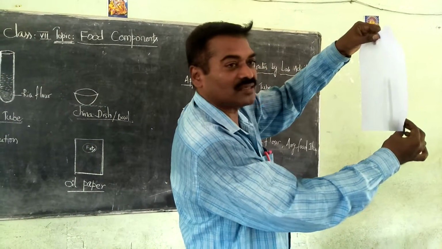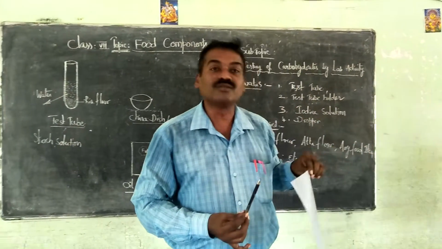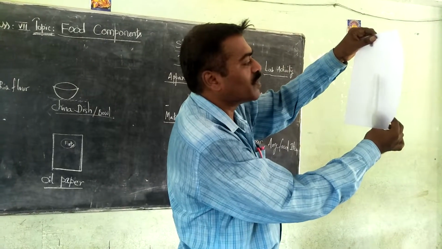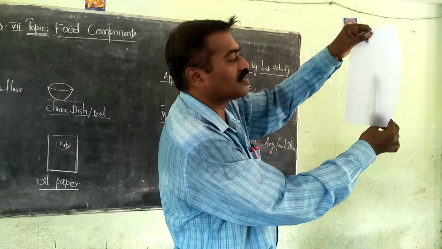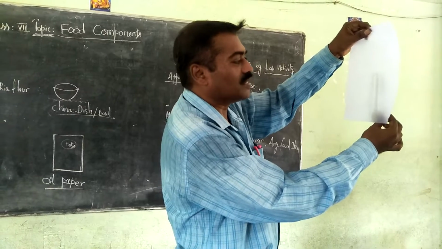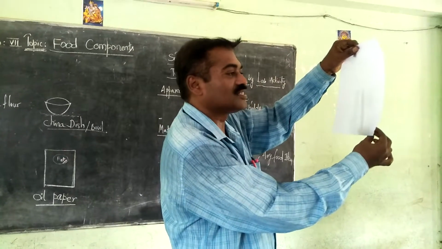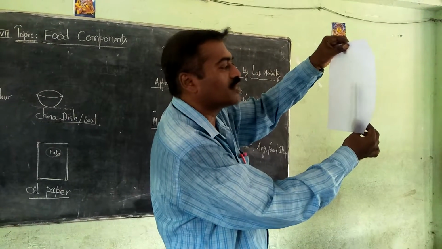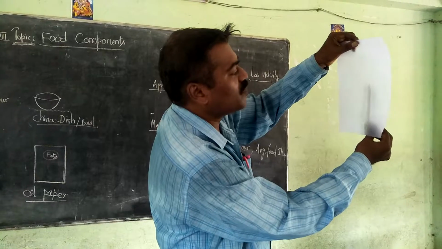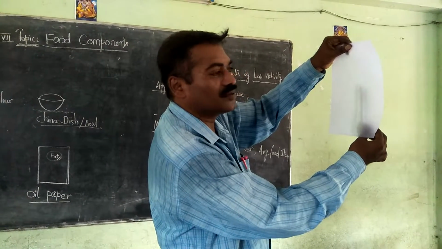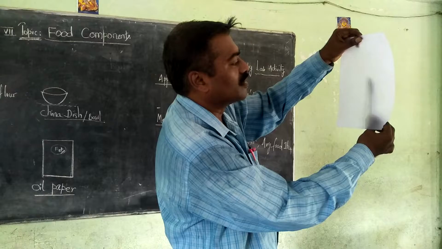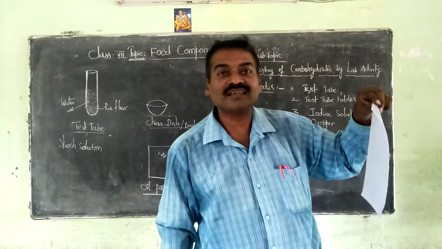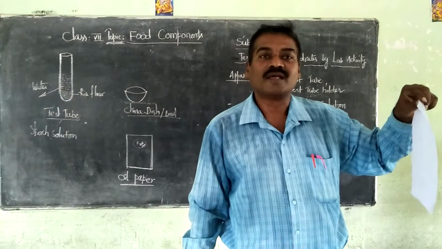So translucent, you already know very well from the previous class, 6th class. The light rays which are allowed partially through the material, then that material is said to be a translucent material or translucent substance. Any substance which allows light rays partially is said to be a translucent substance. So the oil paper appearance is translucent. That means partial appearance. In this way, we can recognize that the oil contains fats.